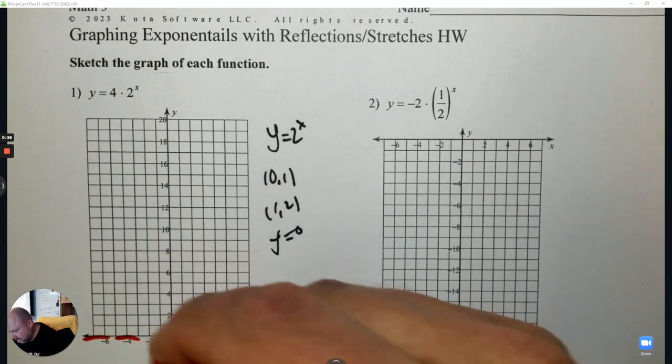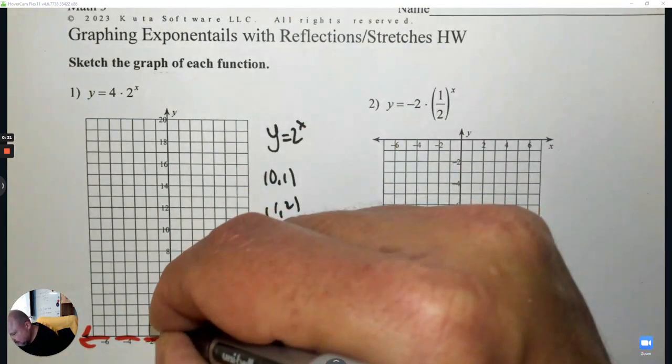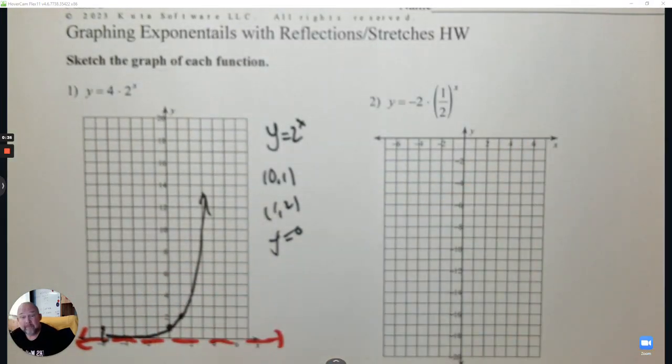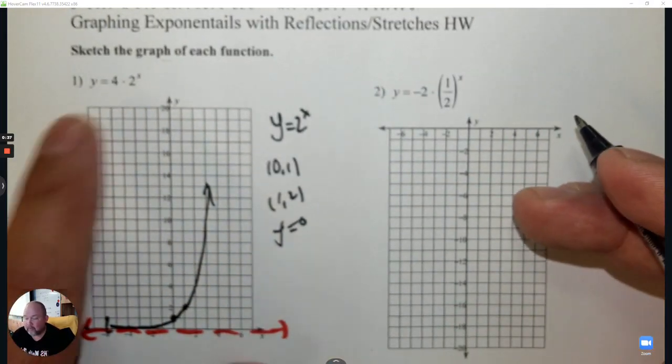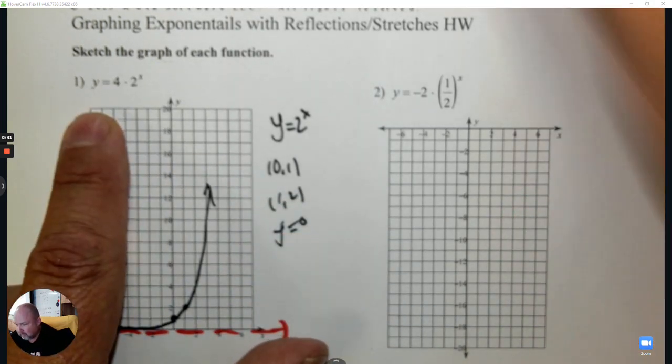Make it dark. And then we're going to curve this. And there's the basic exponential. Now, what we're going to do is multiply the y coordinates times 4 to change it.